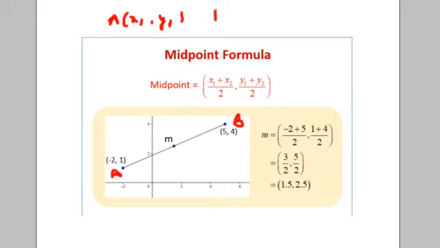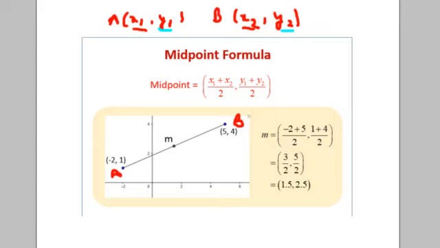and if we assume the coordinates of B as x2 and y2, then the midpoint formula is (x1 plus x2) divided by 2 and (y1 plus y2) divided by 2. This formula is very easy to remember, since it is just the sum of the x coordinates divided by 2 and the sum of the y coordinates divided by 2.